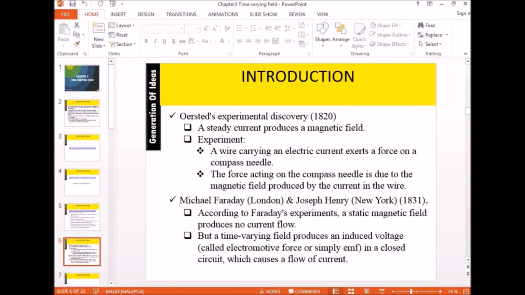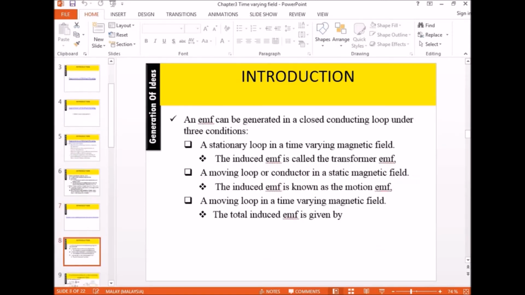So when there is a change of the magnetic field, a time varying field, when you move the magnet bar in and out from the loop, you are actually changing the magnetic field. So the magnetic field is a time varying parameter. It is not constant because you move. In this chapter you are going to learn how to calculate the induced voltage, the induced EMF, at different conditions.